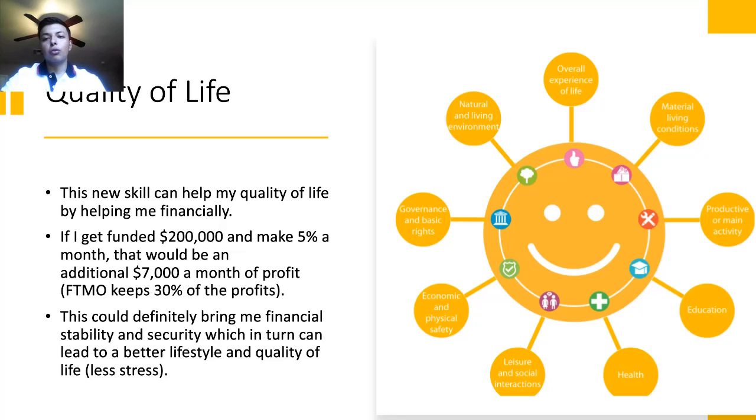So this would not only improve my overall experience of life, like on the right, it would also improve my material living conditions because I can afford to live a better lifestyle. I could afford more education and save for my future children. Health, I wouldn't have to stress about health. If I had this extra money in my pocket, I could go for more leisure and social interactions, and I would definitely have more economic and physical safety. So basically, if I get money from this, my quality of life will definitely increase because I will have access to many more things and I'll have much more security and less stress.